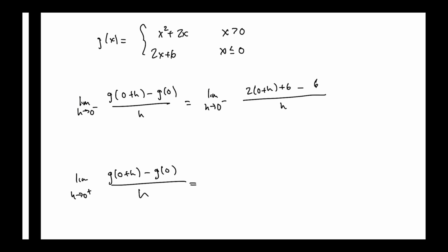Okay, what about the first step on the other one if we're approaching from the right? What stays the same? What g of 0 is, right? That doesn't change. But what's different this time, which part of the function do I plug into? The top one. Okay, so if I plug 0 plus h into the top one, what do I get? 0 plus h squared plus 2 times 0 plus h. Then I have to subtract off the 6. Okay, so are we good with that setup?